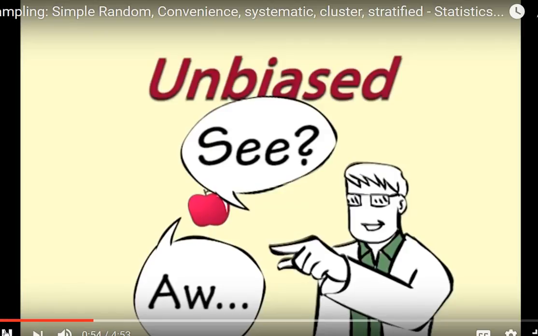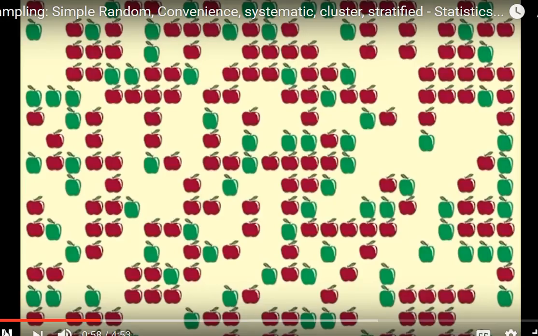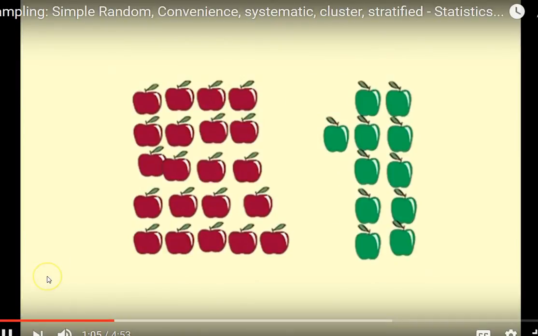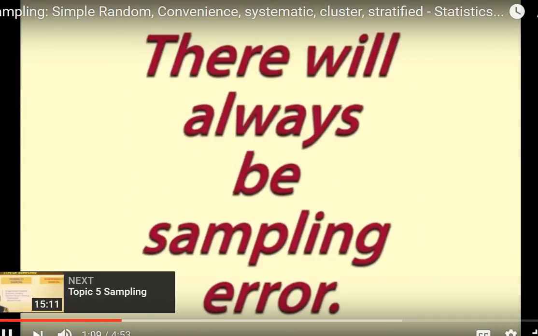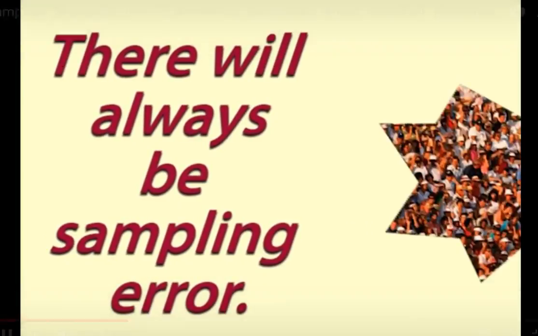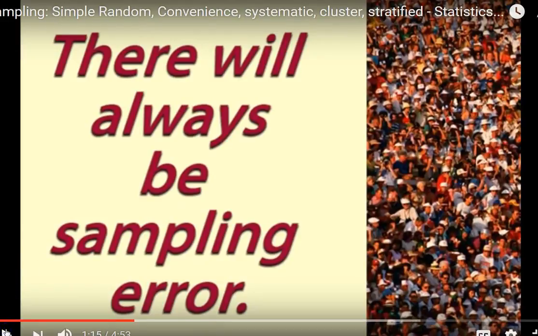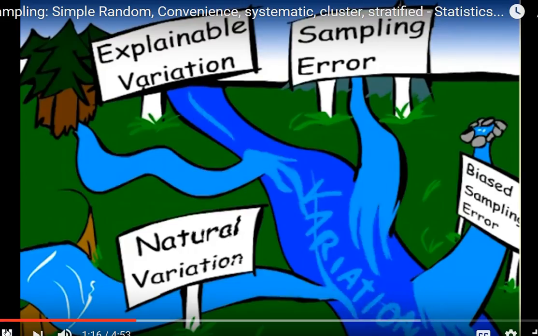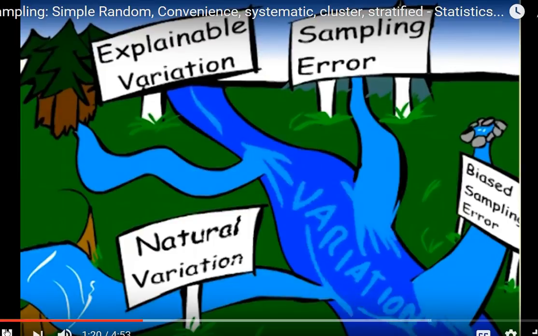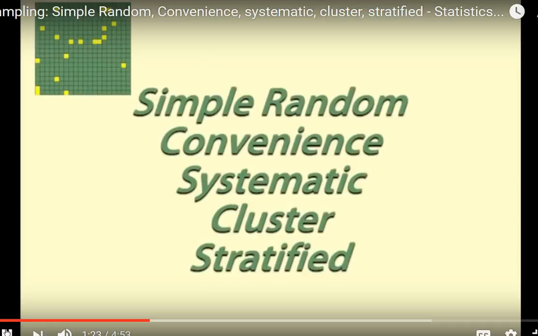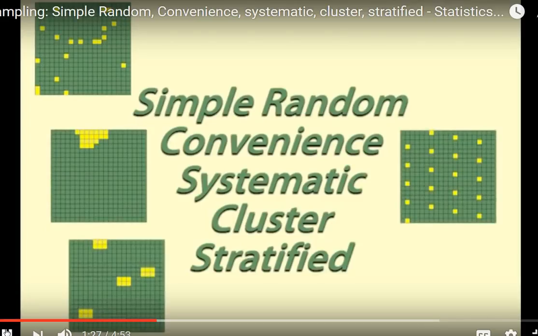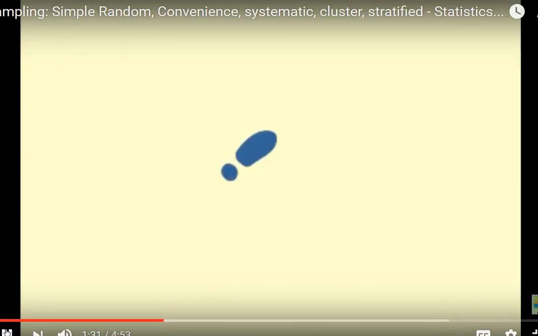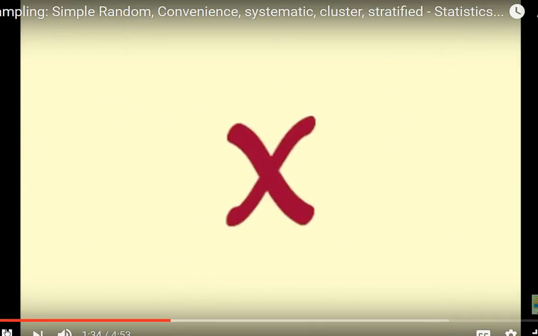It is also desirable for the sample to be representative of the population. If the population of apples were 2/3 red and 1/3 green, the sample should be similarly split. Note that no matter what we do, there will always be sampling error or variation due to sampling, as we are looking at a part of the population, not the whole population. And remember, that's what sampling is for. If we could study the entire population, then we don't need to sample it. The video on variation covers these concepts more thoroughly. This video presents 5 methods of sampling: simple random sampling, convenient sampling, systematic sampling, cluster sampling, and stratified sampling. For each method, we will outline the process and the advantages and disadvantages.